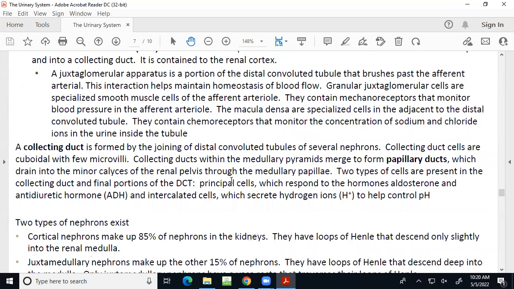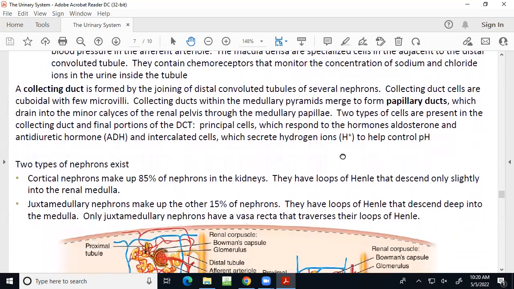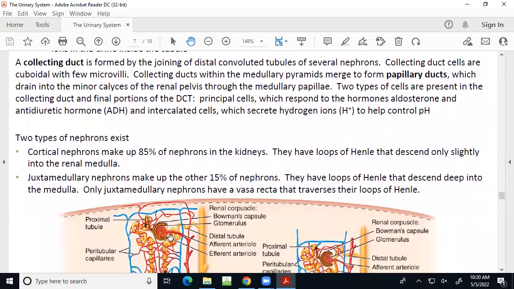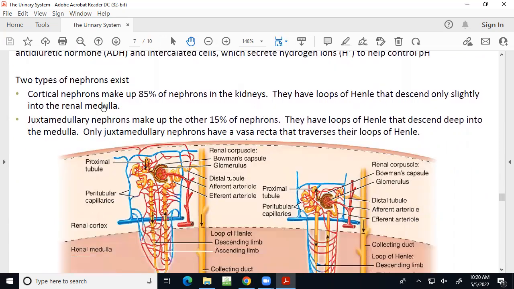If you've ever heard the word juxtapose, it means right next to, like it's a term you hear in art or in photography. If things are juxtaposed, they're right next to one another. In this case, it's the distal convoluted tubule and the afferent arteriole. From the distal convoluted tubule, that filtrate is going to flow out into what's called a collecting duct. And a collecting duct is formed by the joining of distal convoluted tubules from several nephrons.